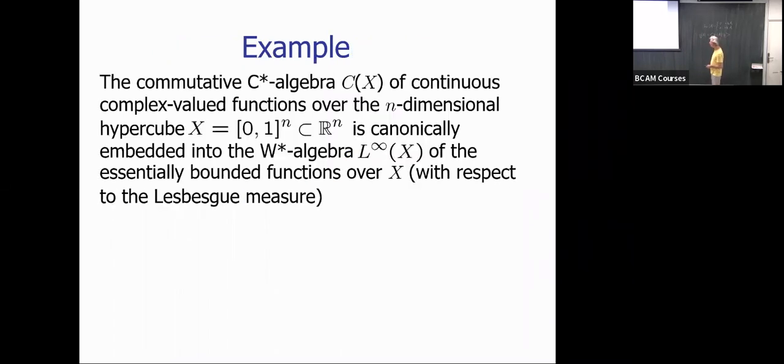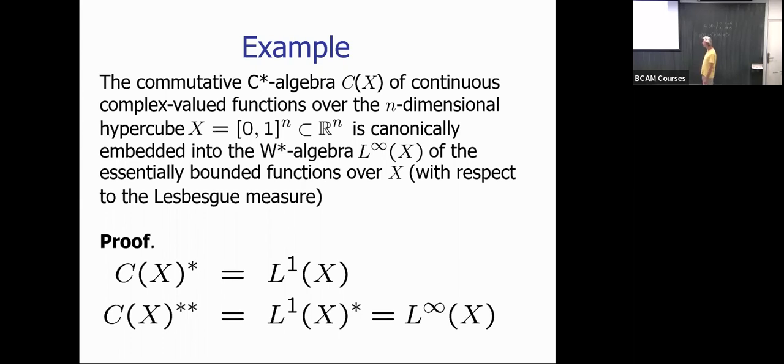Well, here's another example again. Look at the commutative C-star algebra of the continuous complex valued functions over an n-dimensional hypercube. How do we construct the W-star algebra? Well, the W-star algebra is the space of the essentially bounded functions with respect to the Lebesgue measure. How does this work? In the following sense.